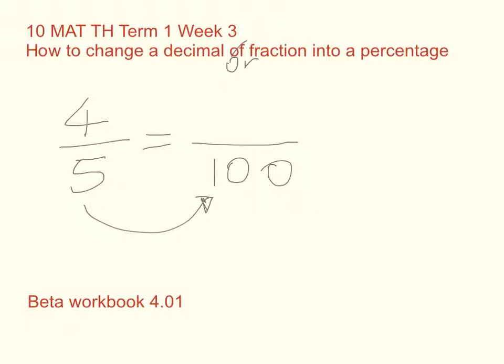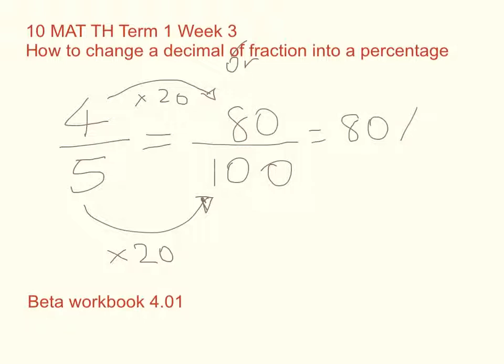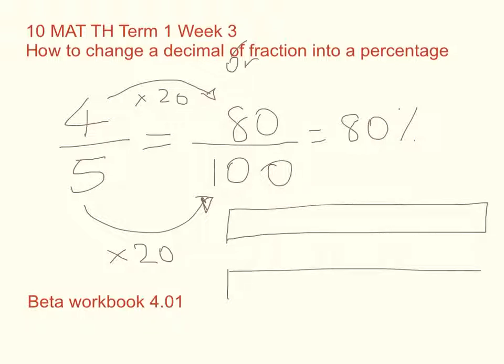There are lots of times where you can solve these problems by finding the equivalent fraction without a calculator. So what we ask here is 5 times what is 100, or 5 times 20, and 4 20s are 80, so that's 80%. If you can do that confidently, that's brilliant, and that's a very good way to solve these problems. What we're doing when we do that is we're using the idea of equivalent fractions.